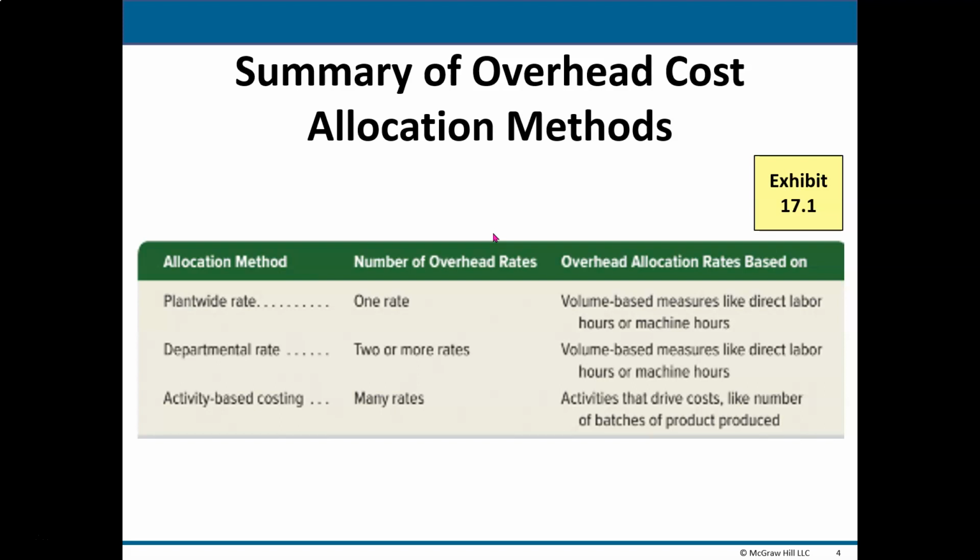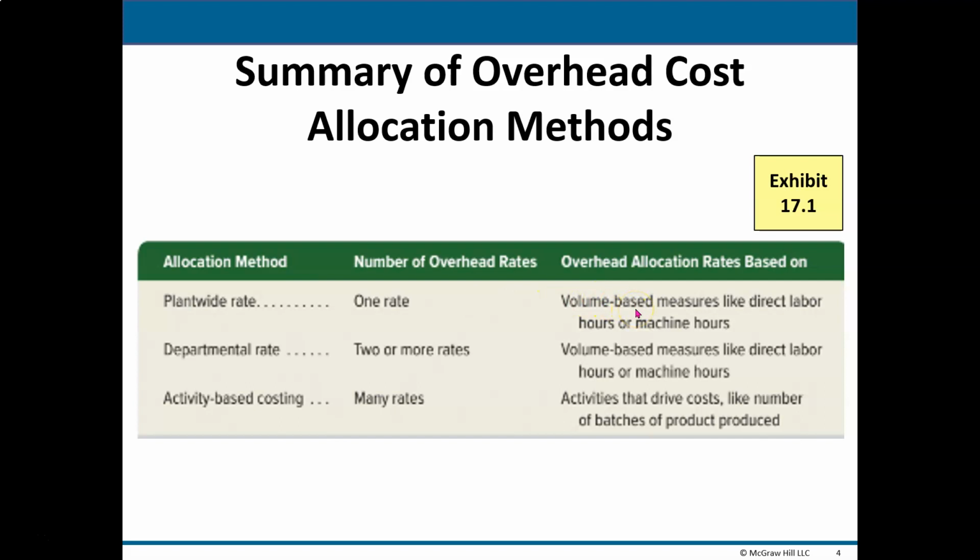The plant-wide rate, where we have one overhead rate to allocate overhead to all products produced. And that's a volume-based measure, such as direct labor hours or machine hours. We've talked about that before. And that's what we've seen before. Up to now, we've only seen one overhead rate.